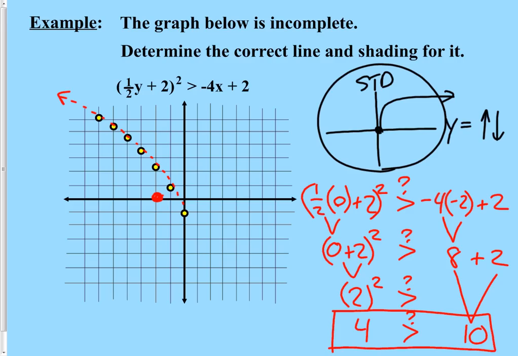Is this a true statement? This is not a true statement. 4 is not greater than 10. So the equation just told us, no, I do not like that point. Do not shade toward that point. So we will shade away from that point.